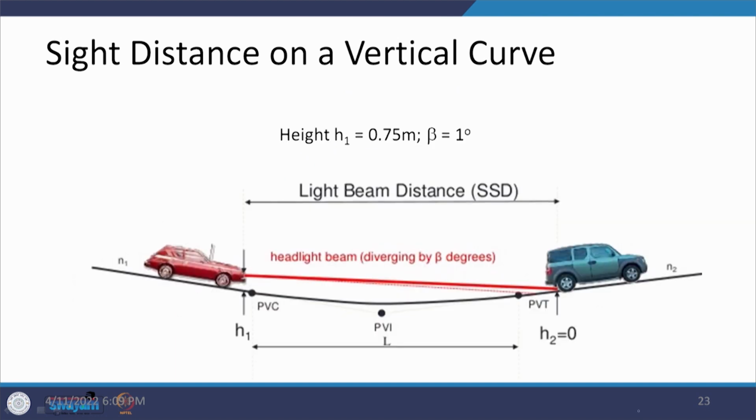When you talk about another case of a vertical curve where there is a valley curve or a sag curve, then the vehicle is moving on this downgrade and then it is going up.